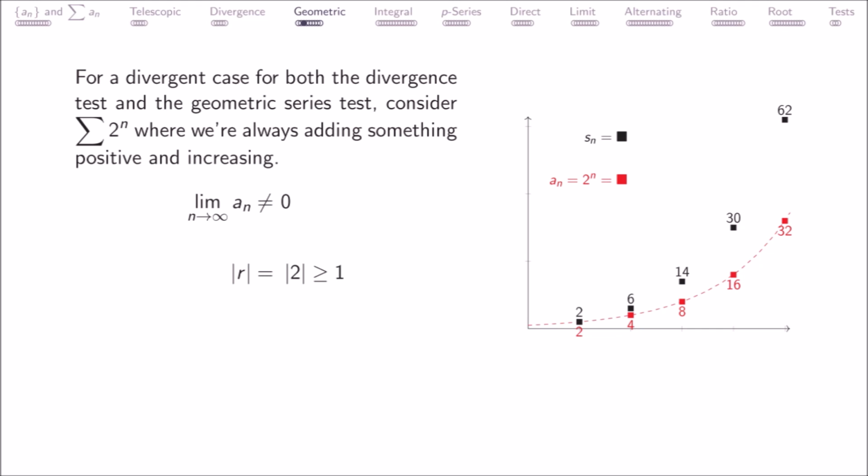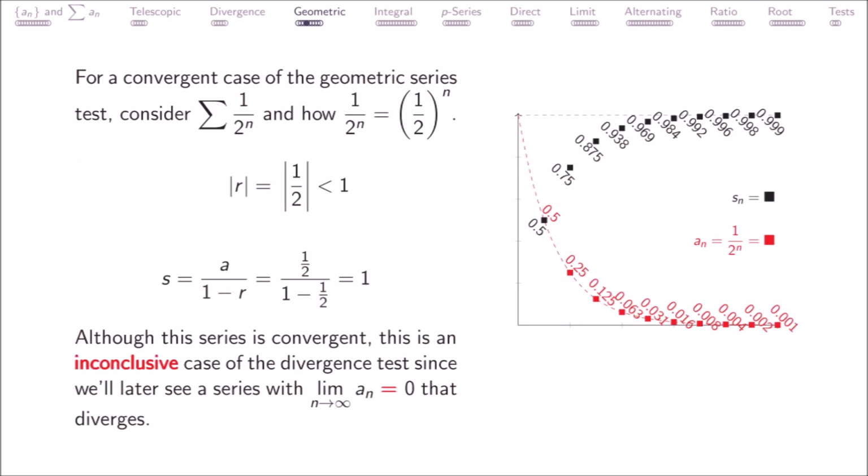For a divergent case for both the divergence test and the geometric series test, consider 2^n, where we're always adding something positive and increasing. For a convergent case of the geometric series test, consider 1 over 2^n and how it equals this. Although the series is convergent, this is an inconclusive case of the divergence test since we'll later see a series with the limit of a_n equaling 0 that diverges.